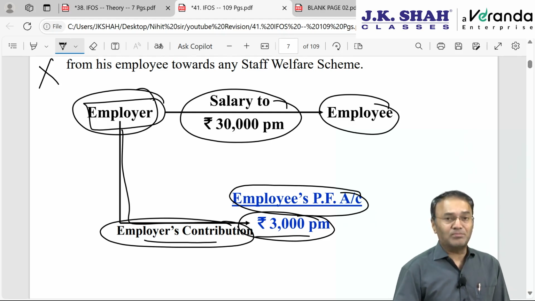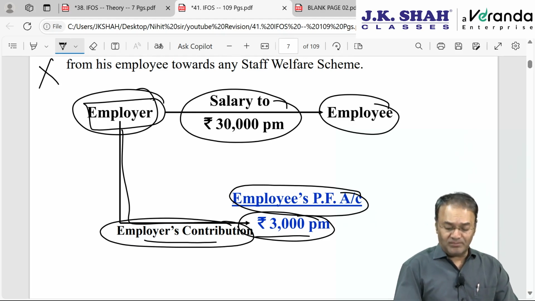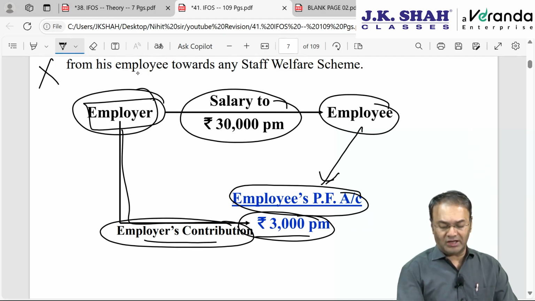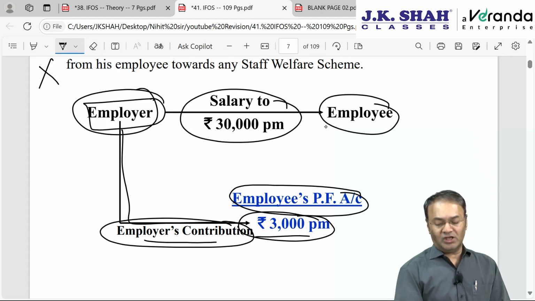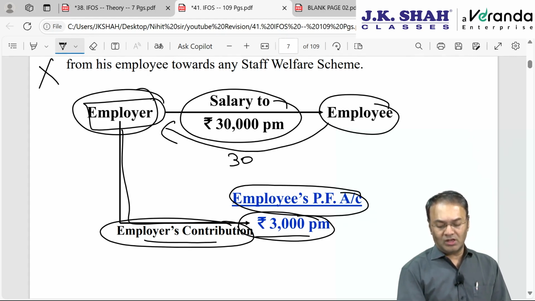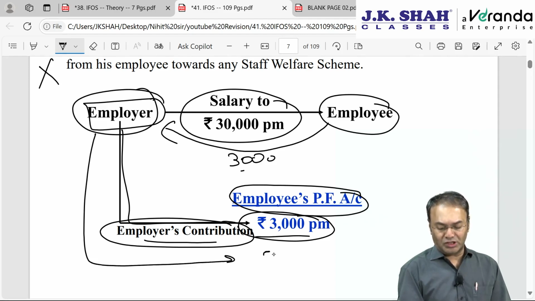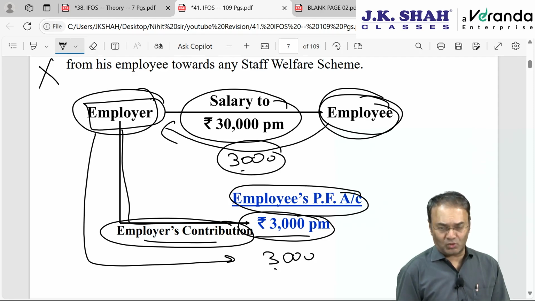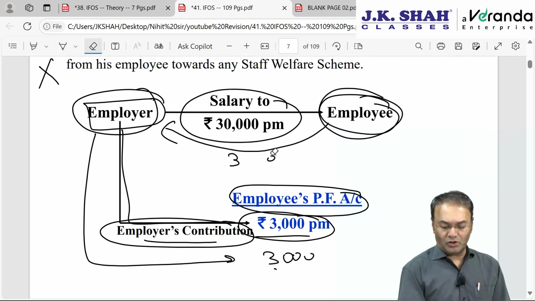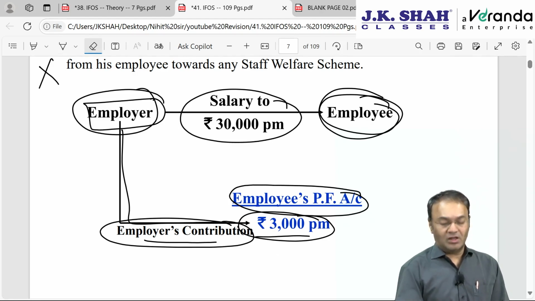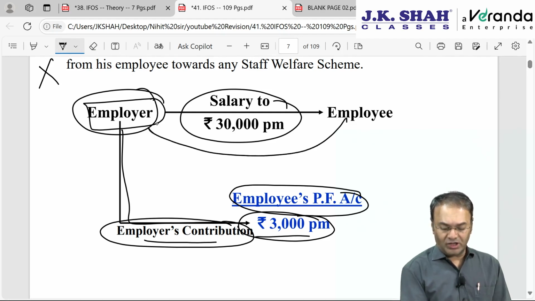However, the employee also wants to contribute 3,000. If the employee wants to contribute, the employee cannot contribute directly to this account. The employee cannot have access to this account till he retires. So the employee will have to give 3,000 to the employer, and then the employer will deposit that 3,000 in this account. So this 3,000 employee's contribution flows through the employer, passes through the employer. In such a situation, on paper, the employer pays full salary to the employee, then the employee refunds back 3,000 per month, or whatever amount is decided.